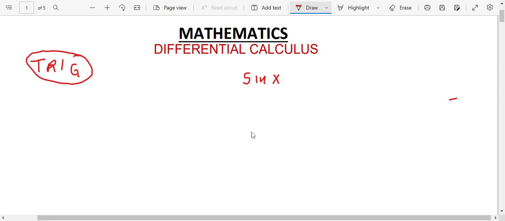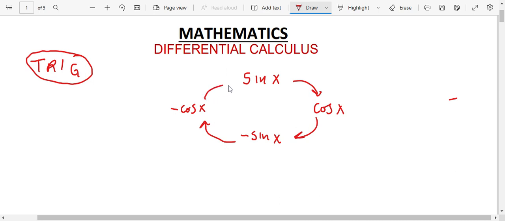I'm going to get the negative y-axis as negative sine, the x-axis as cosine, and the negative x-axis as negative cosine. Now when you are going in this direction, clockwise, this tells you that you are differentiating. Meaning if I differentiate sine, I get cos. If I differentiate cos, I get negative sine.